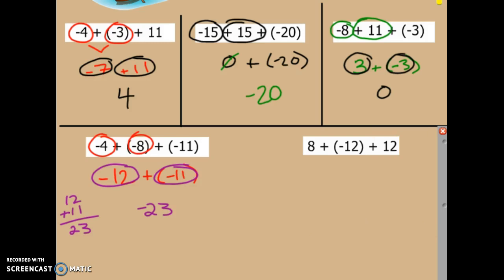I would like for you to try this last one on your own, and then play the video when you are done. So go ahead, try this one right now, and then click play.